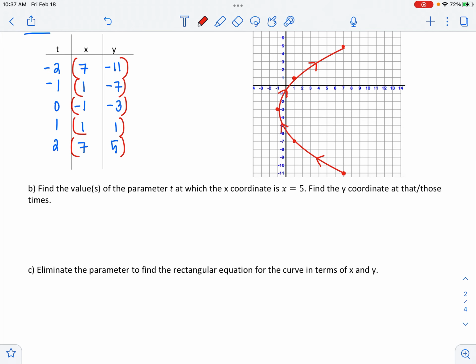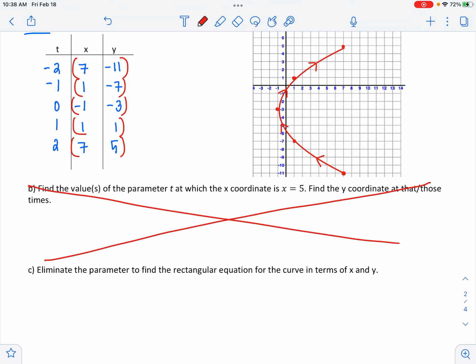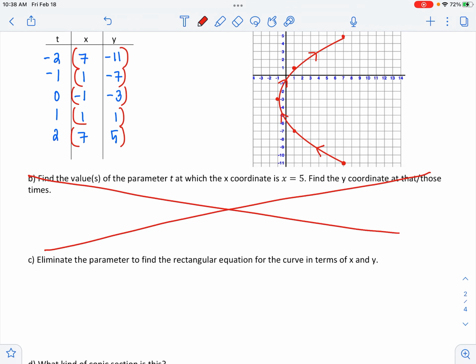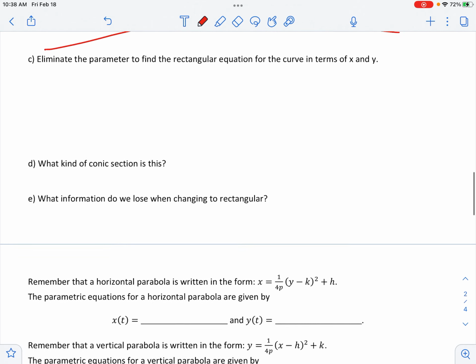All right, next it says find the values of the parameter t at which the x-coordinate x equals -5. Find the y-coordinate at those times. Well, I took this out of the notes and I just forgot to put it in Schoology before I made my screencast, so we're actually skipping that one. All you do is set x equal to -5 and solve for t and then plug it back into y, but we're going to skip that one.